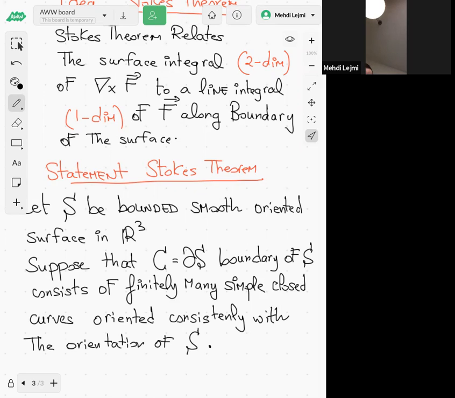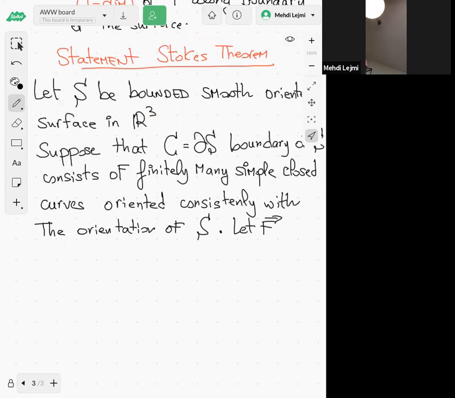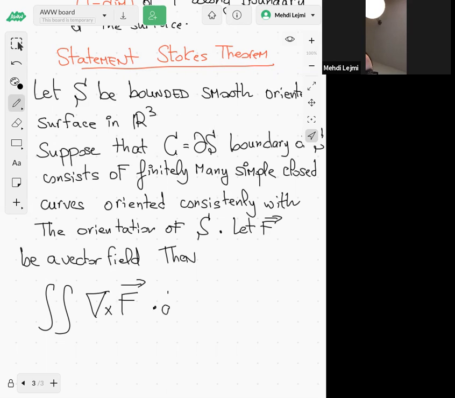Now if you take a vector field F, of course the domain includes S. Then the surface integral of the curl of F is equal to the vector line integral of F along the boundary of S. Okay, so that's our Stokes theorem.